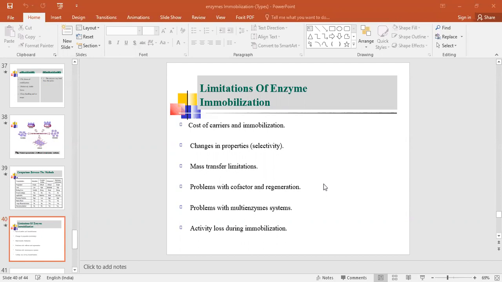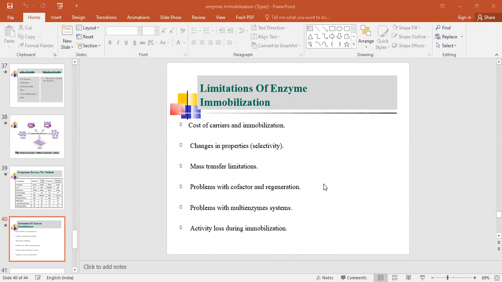Then change in the enzyme property. Yes, this also happens. We have seen it in a few types of immobilization. The conformation of the enzyme changes in such a way that all its properties get changed. Then the mass transfer limitation. Yes, more amount of the substrate. Mass means what? In more amount. So more amount of the substrate and product has to diffuse through that semi-permeable membrane. It cannot go deep. So this is also one limitation.